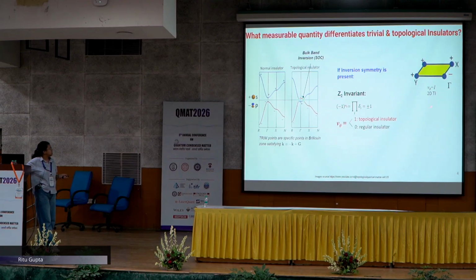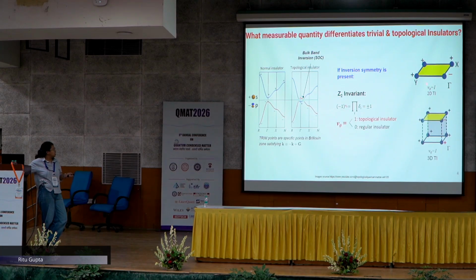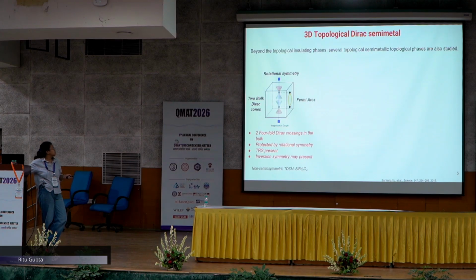So for example, here this is the 2D TRIM plane, and band inversion happens at the gamma point, and this gives the strong topological index to be 1. While in this 3D TI, again band inversion has happened at this point, so the topological index is 1 here.